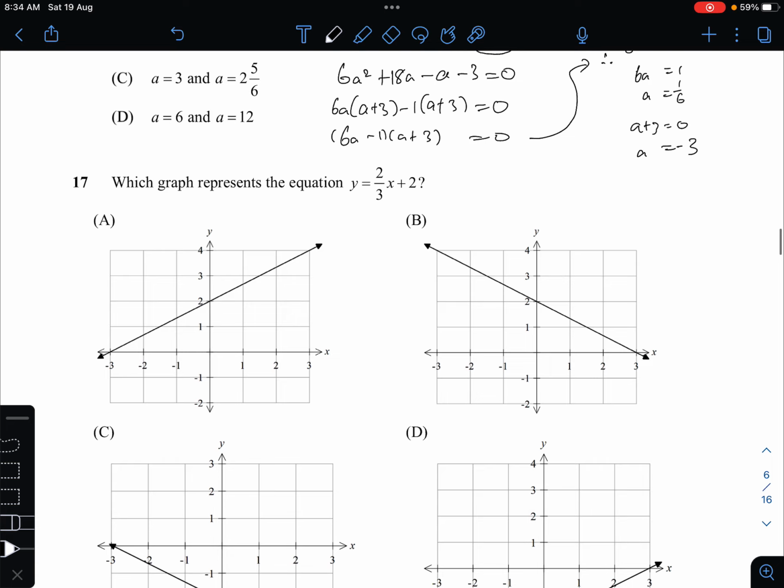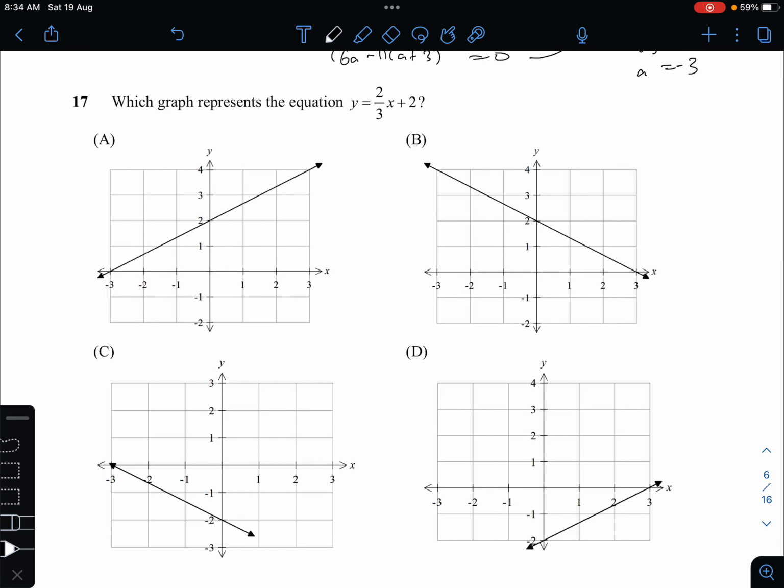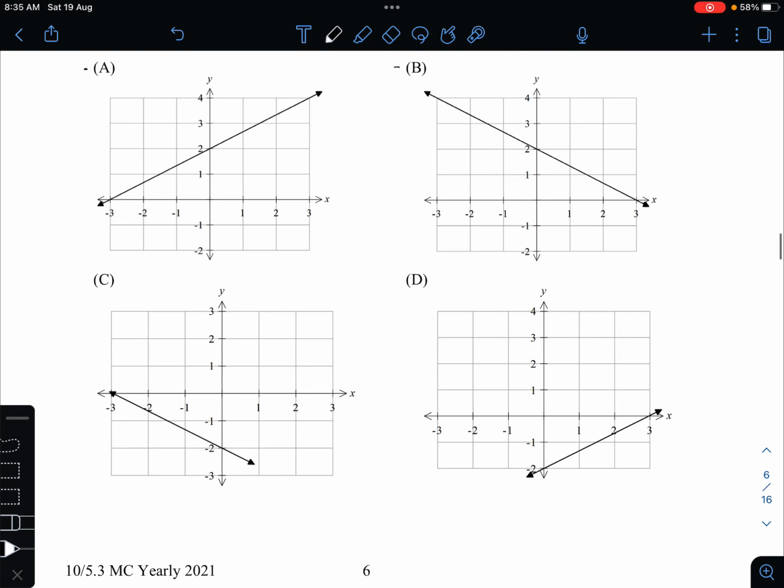Sweet. Moving on. Which graph represents the equation y equals 2 over 3 x plus 2? Okay, so our things that we can look at pretty quickly is, if you let x equal 0, y equals 2, right? Because this is our y-intercept right here. So which one intercepts at 2? A does, so we'll put a dot next to it. B does, dot next to it. C doesn't, line through it. D doesn't, line through it.